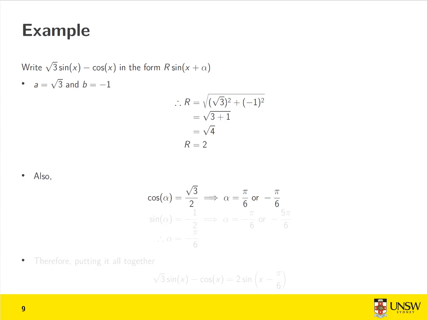So alpha is either pi over 6 or negative pi over 6. We also have that sine of alpha equals negative 1/2. So alpha is either negative pi on 6 or negative 5 pi on 6. Combining these two results, alpha can only be negative pi on 6. So altogether, we have that the expression can be written as 2 times sine of x minus pi on 6.